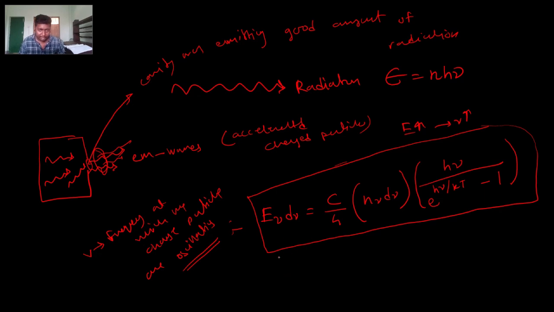So how can this energy density E nu d nu be represented? Okay, let me give you a good example. Suppose you have a toy car, and somehow that toy car is something very different. That toy car has the option of 4 batteries, 6 batteries, and a total of 8 batteries. You can run the car with 4 batteries, 6 batteries, and 8 batteries also.